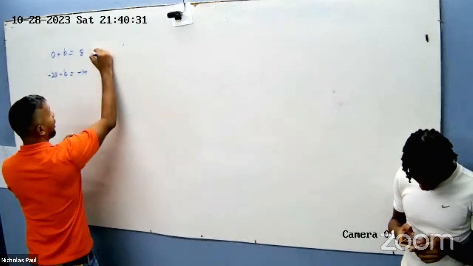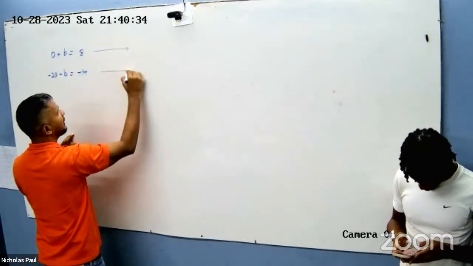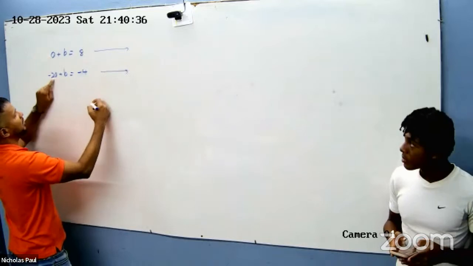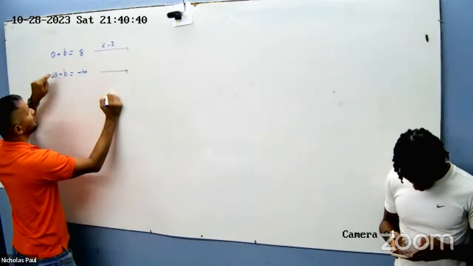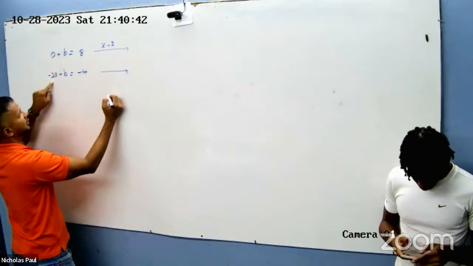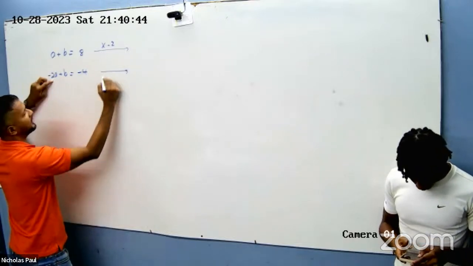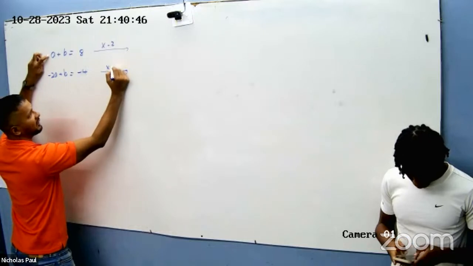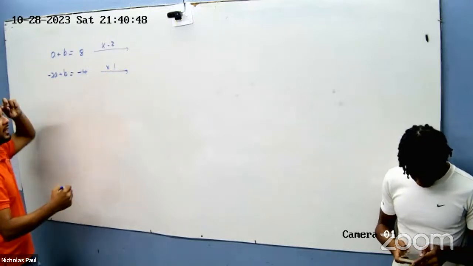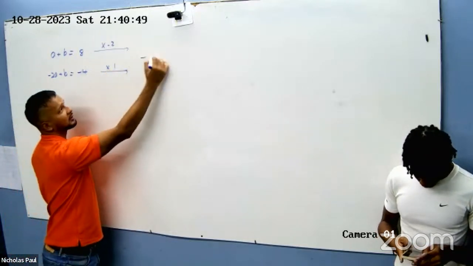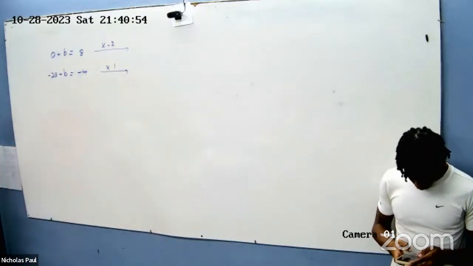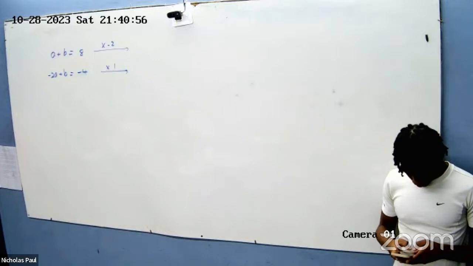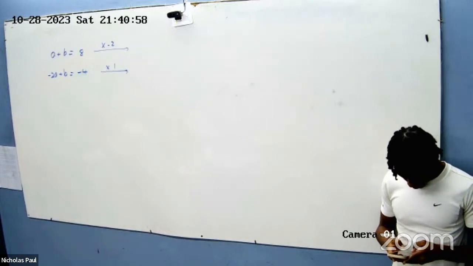You're following the same thing from last week. You're multiplying this equation by the coefficient of A, and you're multiplying this equation by the coefficient of A here. And then you're going to subtract. Try that fast, and then we take a look at substitution.